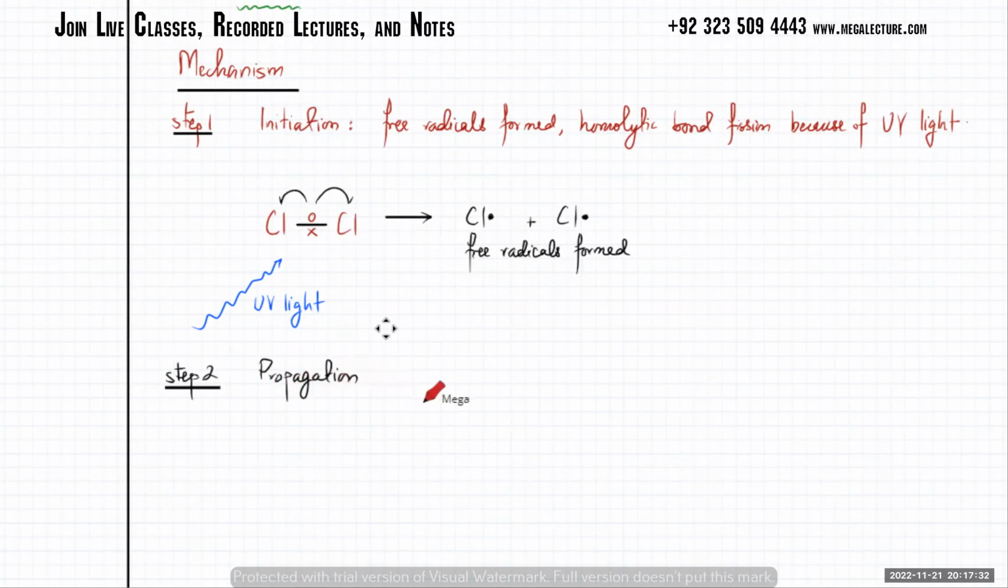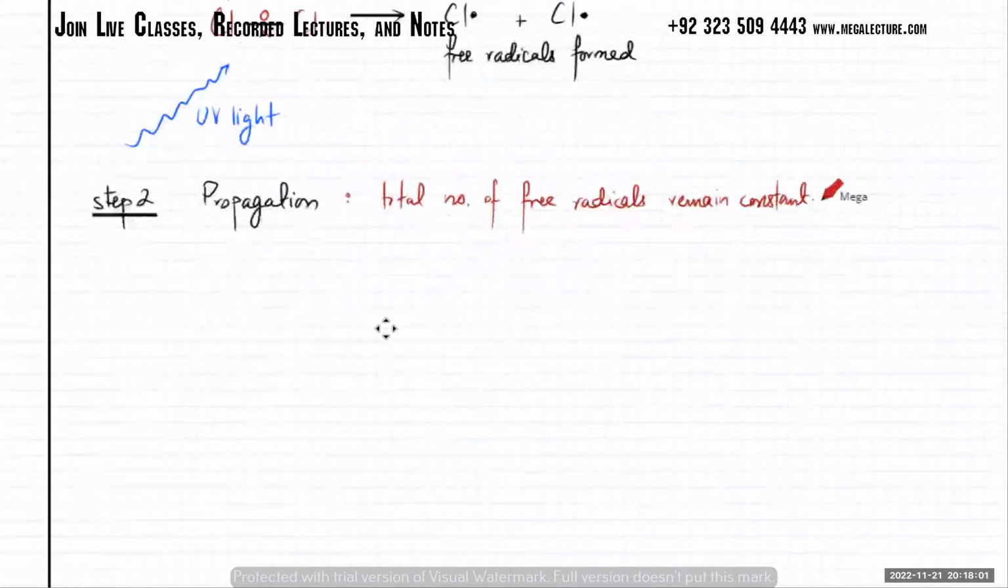So that's our propagation step. इसके अंदर what happens is that the total number of free radicals remain the same. There's no net increase in free radicals. The total number of free radicals remain exactly constant. No net increase or decrease. So they're going to remain constant.